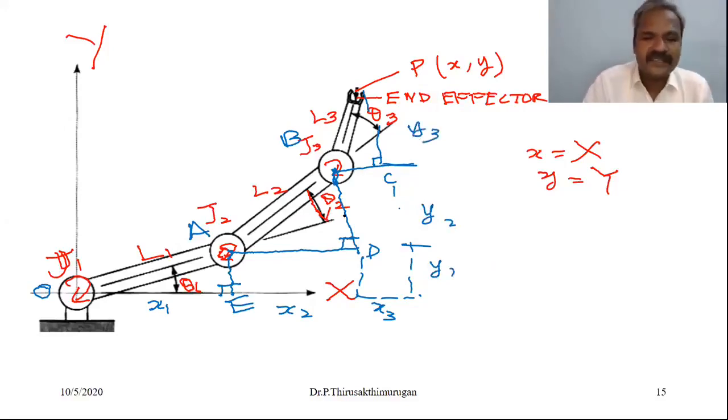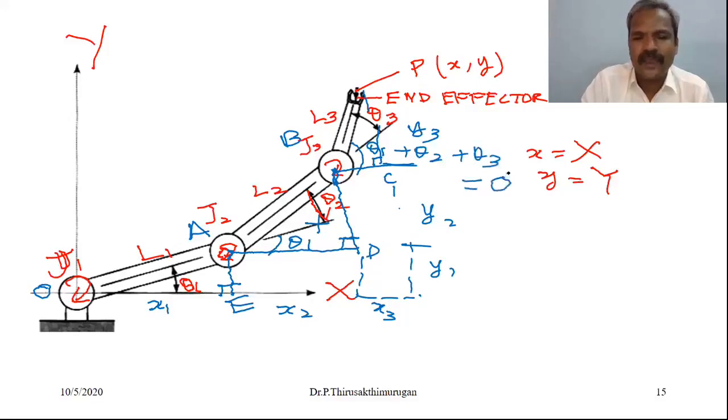So what is the angle contributed here? θ1 and θ2, the addition of θ1 and θ2. What is the angle contributed by this right angle triangle? θ1 plus θ2 plus θ3. Together I am going to represent it as phi. So phi is nothing but θ1 plus θ2 plus θ3. Am I right? So please tell me the values for x and y.